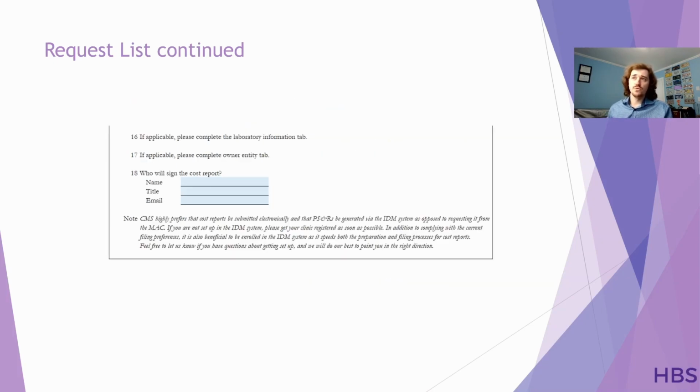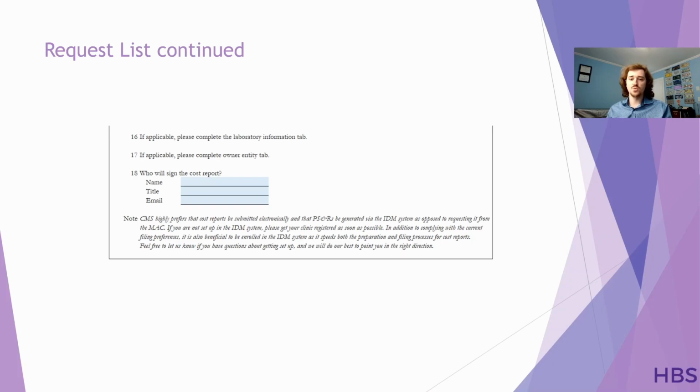And then to finish off the request list here, 16 and 17 are a couple of other informational tabs that we'll look at in just a second. Number 18 is information about who will sign the report. So we need the name, title, and email of whoever's going to be responsible for approving and signing the report, because that information has to go on the report on our end.